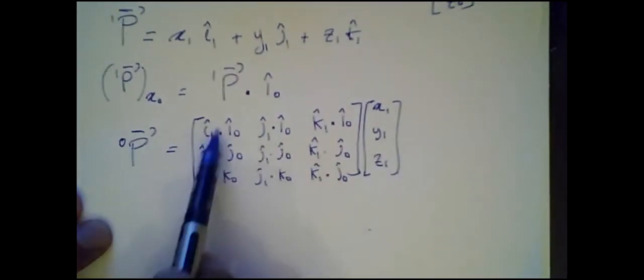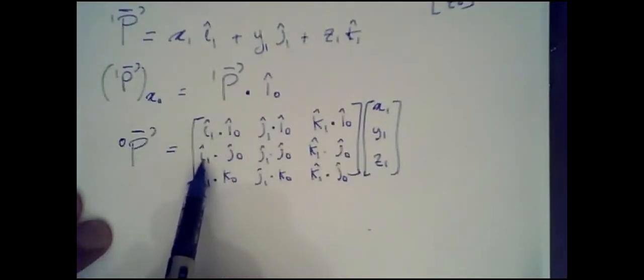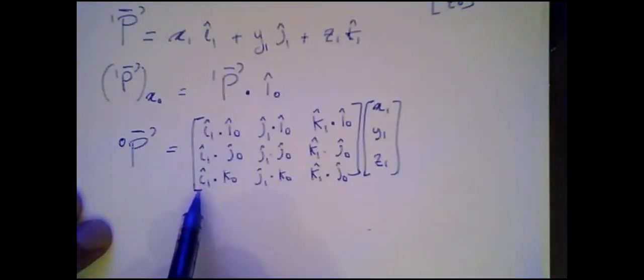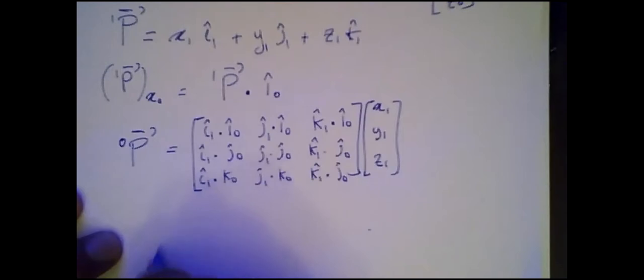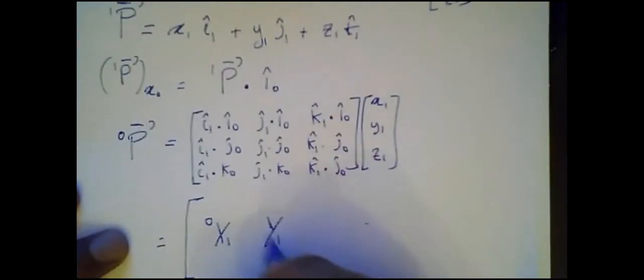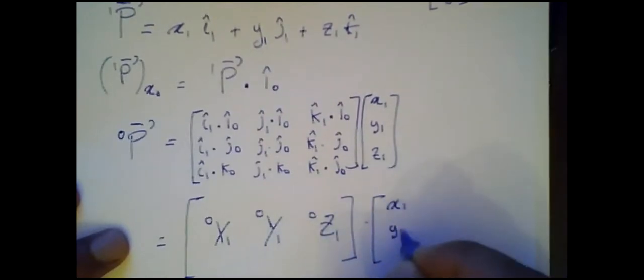All right, so basically here, this entry is the projection of unit vector I1 along the X0 axis. This is the projection of unit vector I1 along the J0 axis, and then this is the projection of unit vector I1 along the K0 axis. I can basically write that as X1 in frame 0, and this guy is Y1 in frame 0, and then this guy is Z1 in frame 0. Okay, and then here I have X1, Y1, Z1.